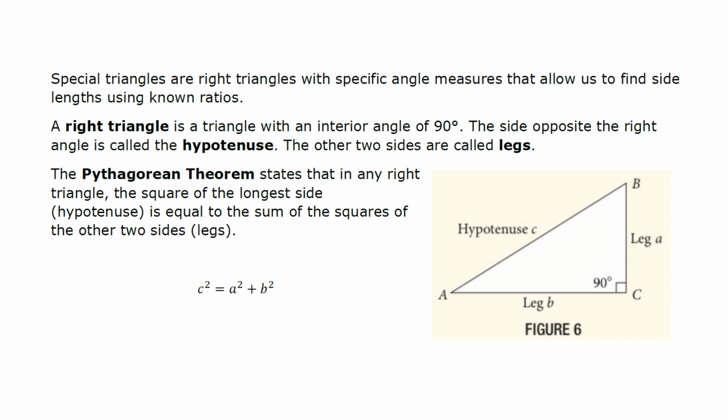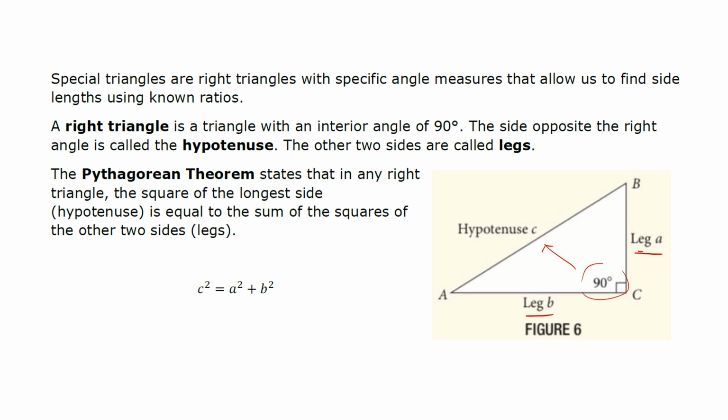A right triangle is a triangle with an interior angle of 90 degrees, which makes sense because we know that a right angle is a 90-degree angle. So if I have a triangle that has 90 degrees, then I would be considered a right triangle. The side opposite the right angle, all right, so this is our right angle here, is called the hypotenuse, and the other two sides are called the legs. So we have leg A here, and we have leg B here.